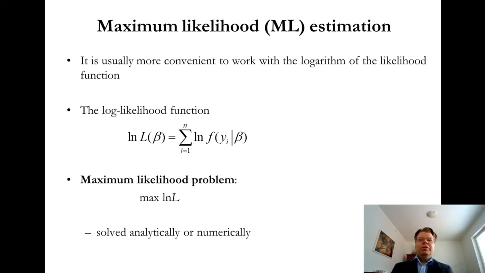Okay. So this leads us to the so-called maximum likelihood problem. We will optimize these parameters beta to maximize the value of the log likelihood function. This is what I meant by saying, okay, which parameter values are most likely. If there is a unique solution to this maximum likelihood problem, then these are the maximum likelihood estimates.